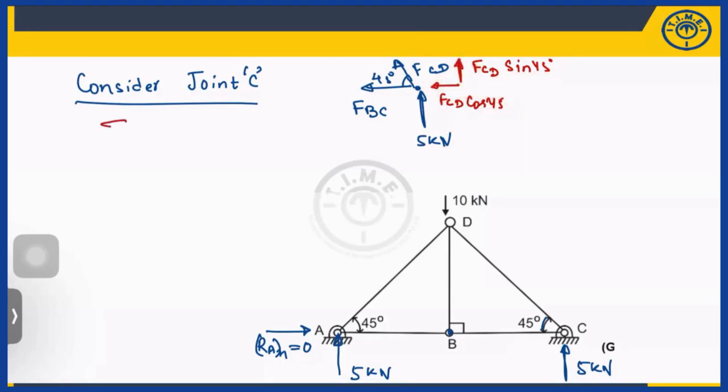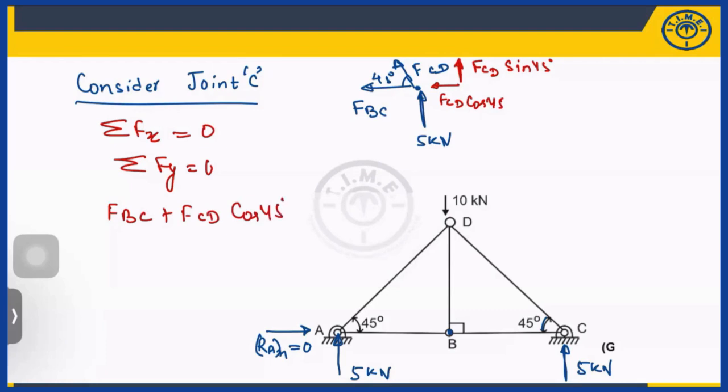Then what you will do, you will write down the equation: summation of force in x direction is 0 and summation of force in y direction is 0. So in every question, I am doing the same thing. Summation of force in x direction means F of BC plus F of CD cos of 45 is equal to 0. Now, if you take the summation of force in y direction, F of CD sine of 45 plus 5 is equal to 0. Can I calculate the FCD value?